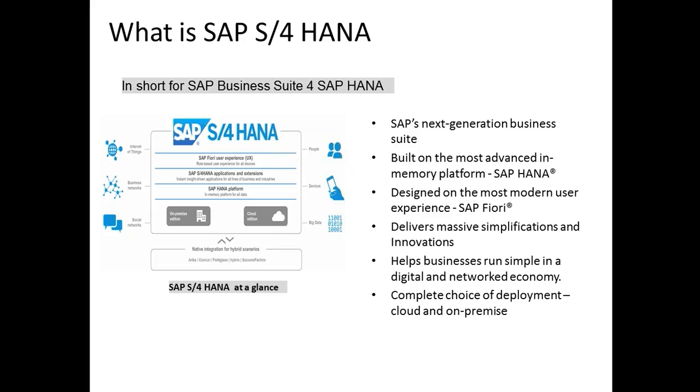So this is what SAP S/4HANA has been brought to the market with. Traditionally, your ERP system, which is running on HANA, designed with the most modern user experience, SAP Fiori, delivering massive simplification and innovation, and it comes with a complete choice of deployment. So when we talk about SAP S/4HANA, it is nothing new. Rather, your traditional ERP system, after revamping the underlying data model, has been brought out as a completely revamped product. So that is what SAP S/4HANA is. Going further, we'll look into what else has been brought.